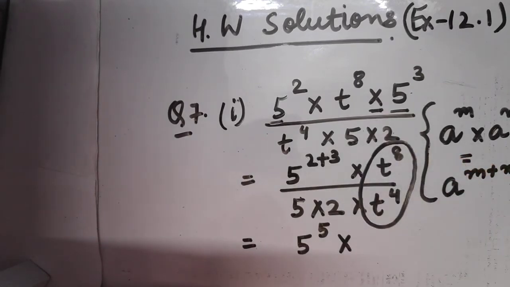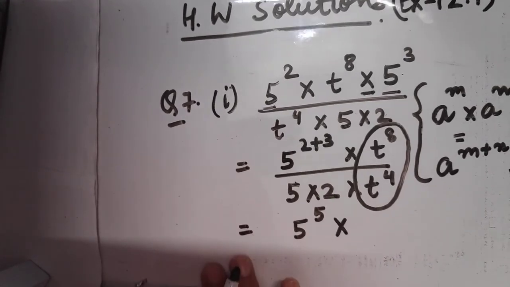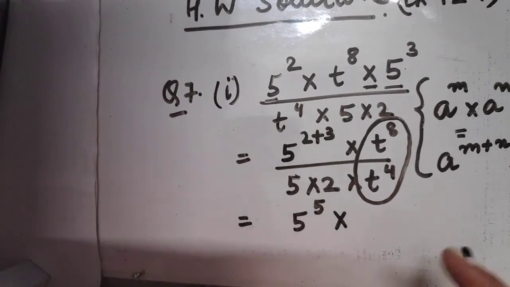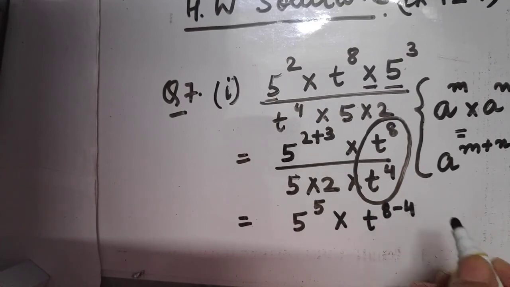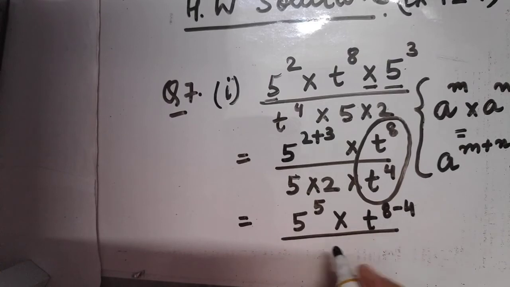Here also I can apply one of the laws of exponent. That law is a raised to the power m divided by a raised to the power n is equal to a raised to the power m minus n. That is, I am writing it. Now it will be clear to you how we are supposed to do. It will be t raised to the power 8 minus 4. I am writing the result directly because I will be telling you the law after this step.